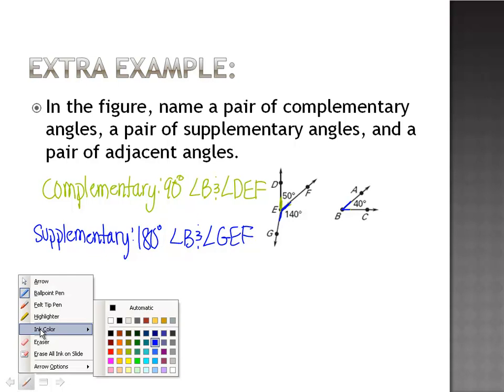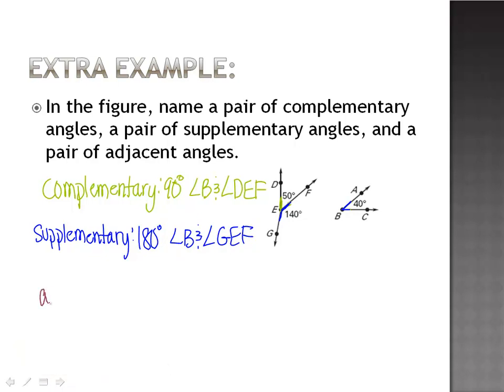Next, we want adjacent angles. So two adjacent angles, those are angles that are touching each other. They share a side. Right here, those two would be adjacent. So angle DEF and angle FEG. So again, they both share this EF.